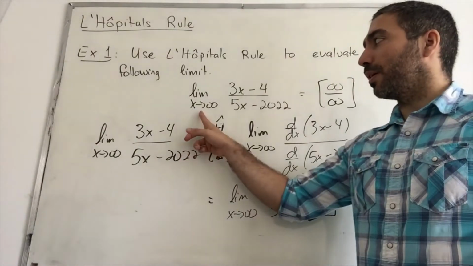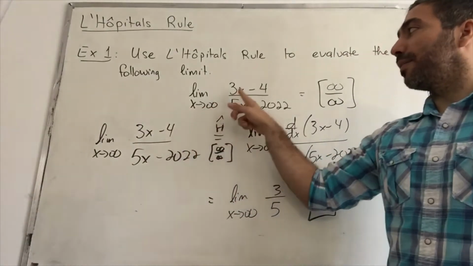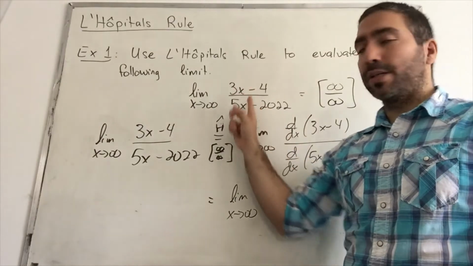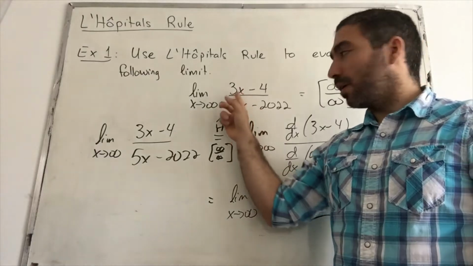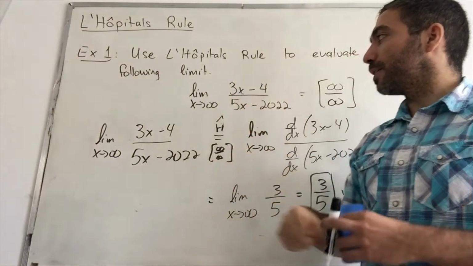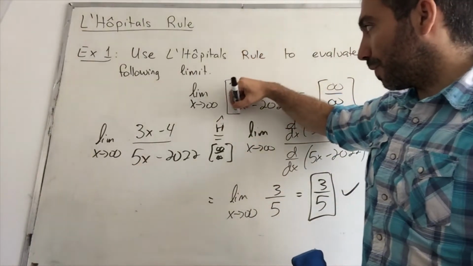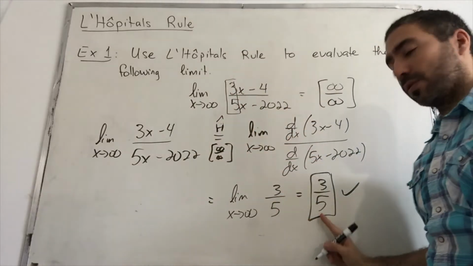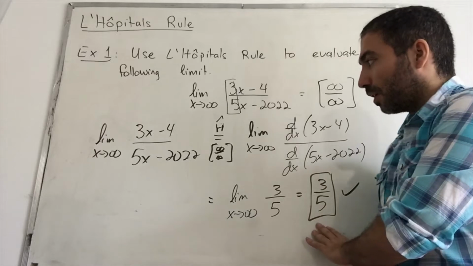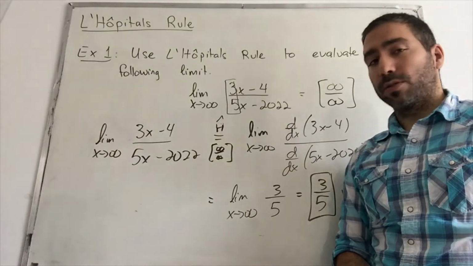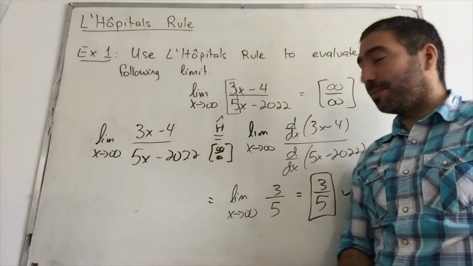We saw when we were doing horizontal asymptotes that if the highest exponents of the numerator and the denominators match, the answer is just the coefficient in front of those terms. So we expected our answer to be simply just 3 over 5. And using L'Hopital's rule, this satisfies our intuition. Okay, so let's look at harder examples and let's keep going.